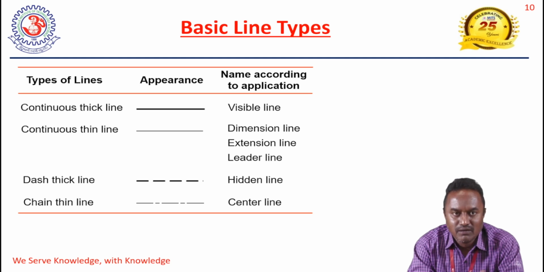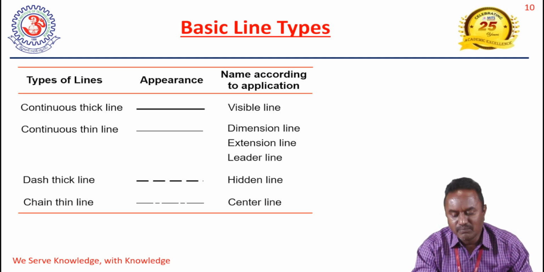In hidden parts, hidden lines, invisible parts, we use a dashed thick line. We have hidden lines because some objects or parts are hidden. When we are looking at the front view, top view or side view, something that is inside is not visible in any view. In that case we can use the hidden lines. Then, in the same chain, thin lines for the center line, that is an axis line. For the vertical axis and horizontal axis, we can use the center line for representing.